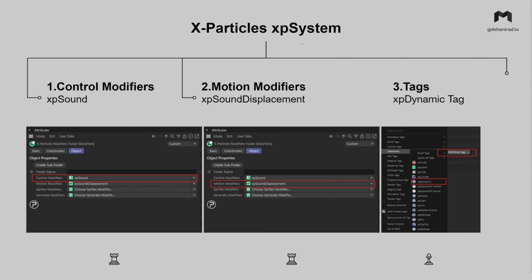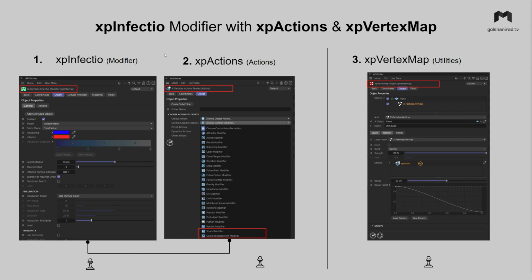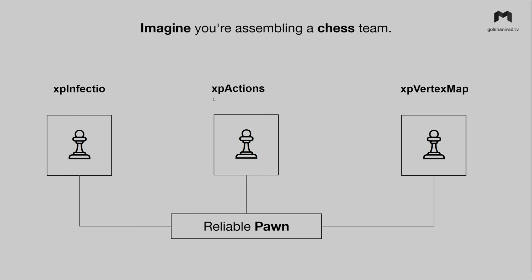In XParticles XpSystem, in control modifiers you can find XpSound, and also in motion modifiers you can find XpSoundDisplacement, and in extension in the Cinema 4D tag you can find XpDynamics Tag. To have more control on our sound or music, we will need other modifiers. In this tutorial we will use XpInfection modifier with the help of XpActions and also XpVertexmap. XpInfection, XpActions and also XpVertexmap are other reliable pawns.